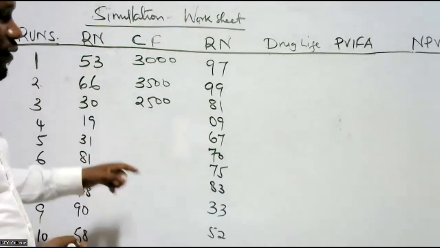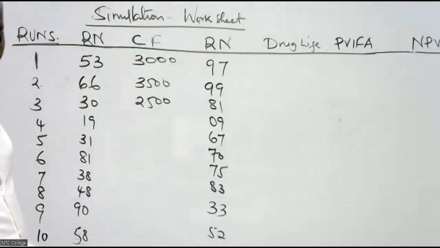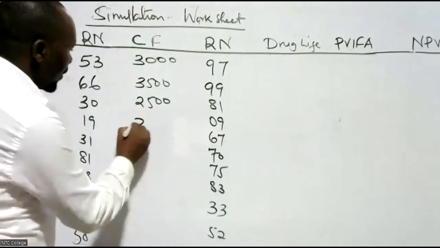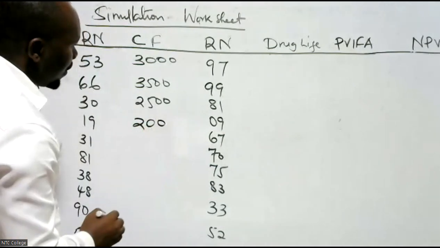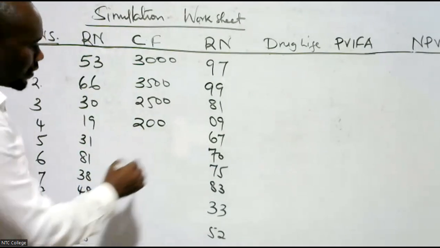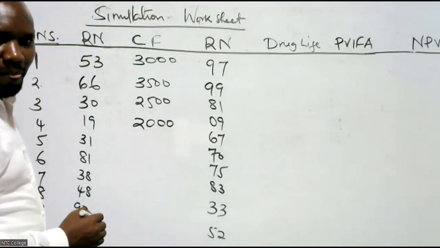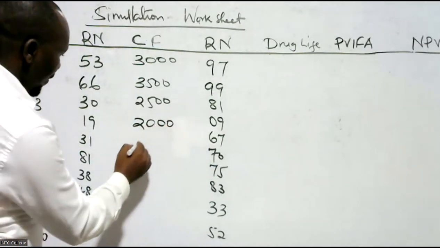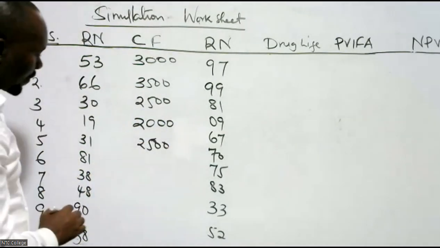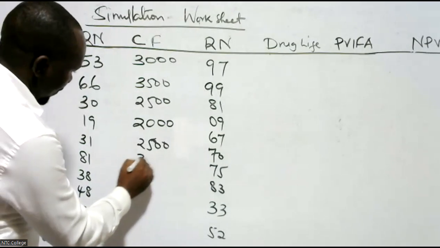Let's proceed now. 19, where does it fall? The cash flow for 19 is 2,000. And then the next one is 2,000. The next one is 2,500. And then the next is 3,500.